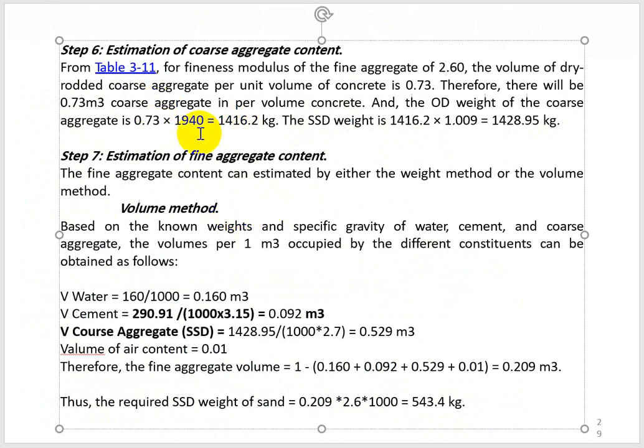Okay, so then multiplying that by the dry rod density and then converting it to the SSD by adding the absorption capacity, so we get that amount.